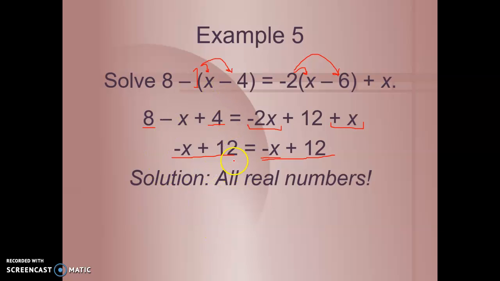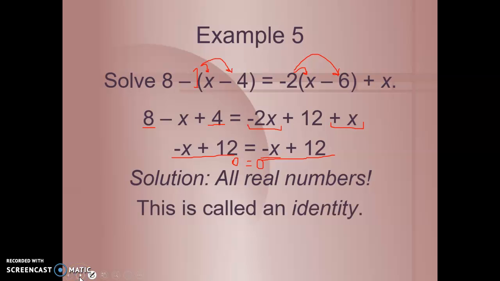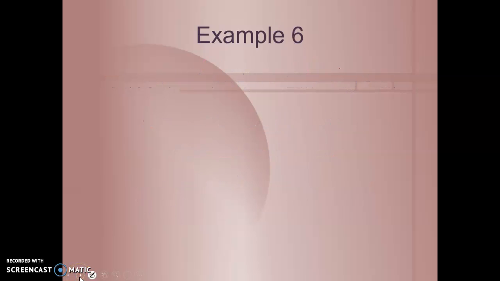If we were to try and solve that for x, what we would get is 0 equals 0, which is also true. That's an indication that all real numbers is the solution to this problem. This is called an identity.